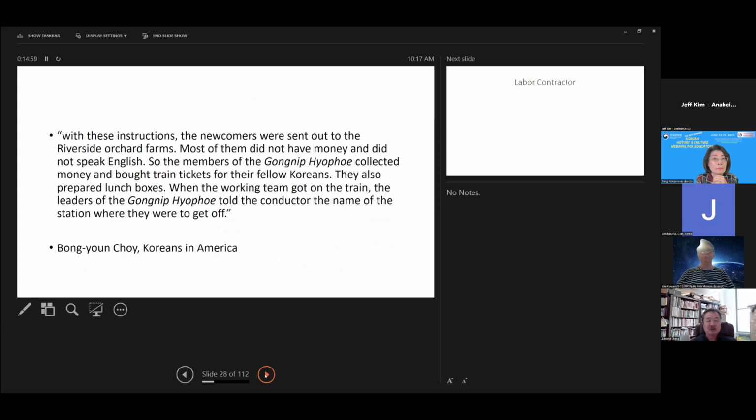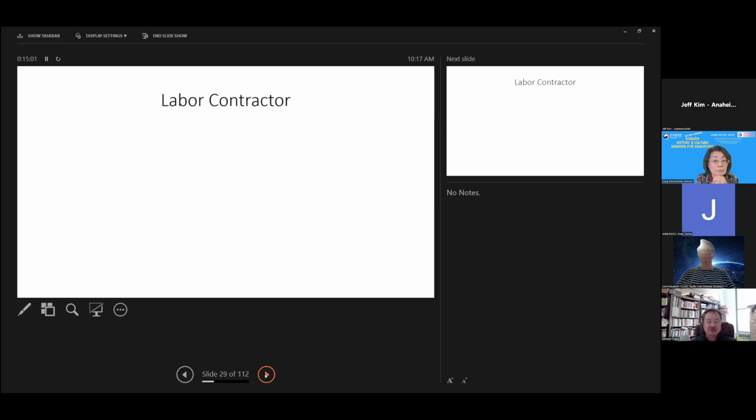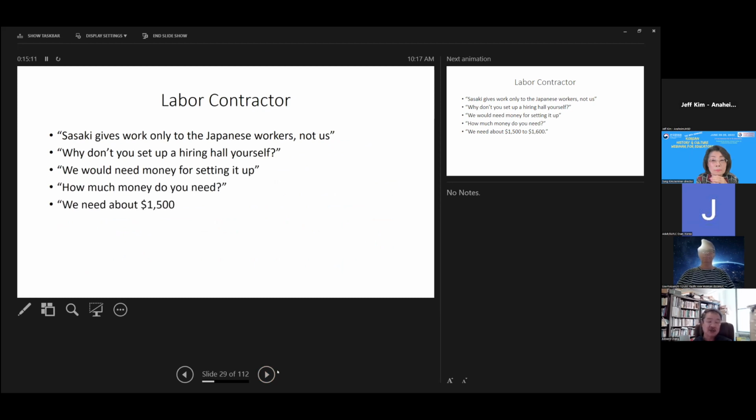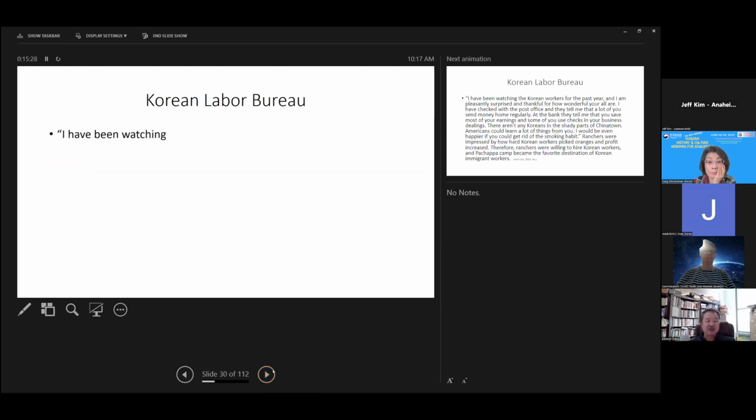And so they were able to recruit more workers. At the time, labor contracting was monopolized by Japanese Americans. The Japanese immigrant labor contractors monopolized the labor contracting business, and the Korean immigrants had a hard time finding employment. And that's why Ahn Chang-ho established the Korean Labor Bureau.